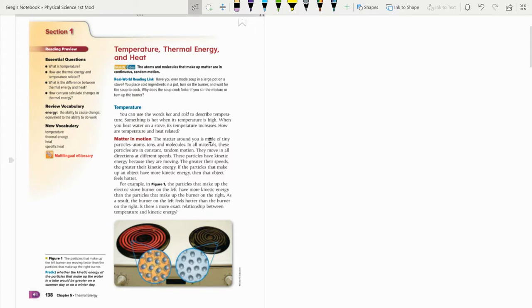Temperature. You can use the words hot and cold to describe temperature. Something is hot when the temperature is high. When you heat water on a stove, its temperature increases. How are temperature and heat related?